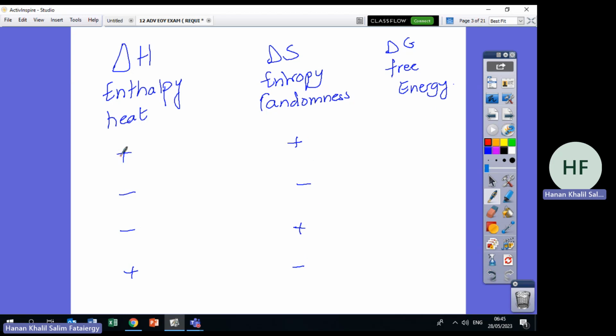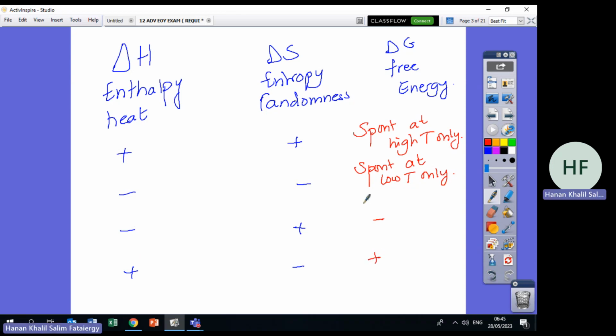Remember, we said if both of them are positive, this means the reaction is spontaneous at high temperature only. If both of them are negative, this means the reaction is spontaneous at low temperature only. Now if one of them is positive, one of them is negative, take the sign of my name. My name is Hanan, so you take the H sign, so it's negative. Here also one is negative, one is positive, also take the sign of my name, positive.